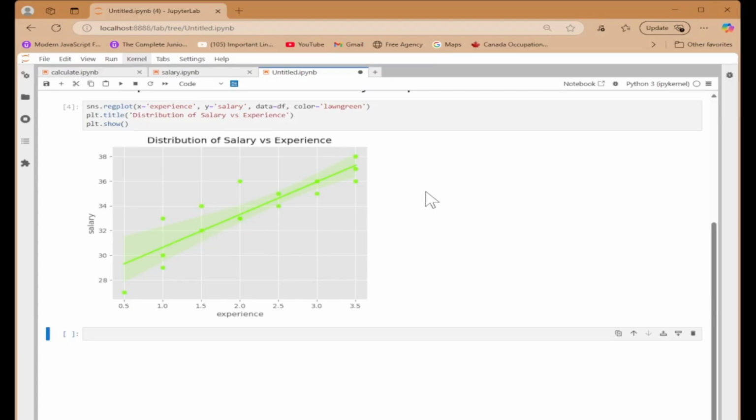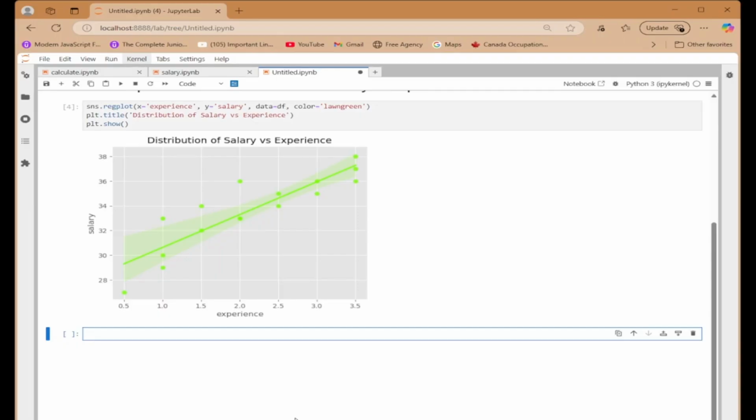Okay, so nonetheless, it proves the point that a scatter plot can show you the relationship, the association of the variables. Higher the experience, higher the salary. So that is one insight from this.